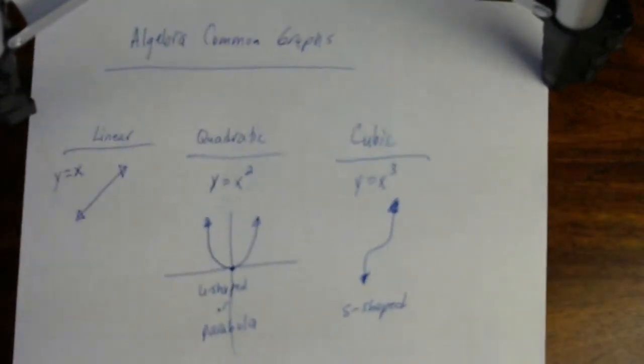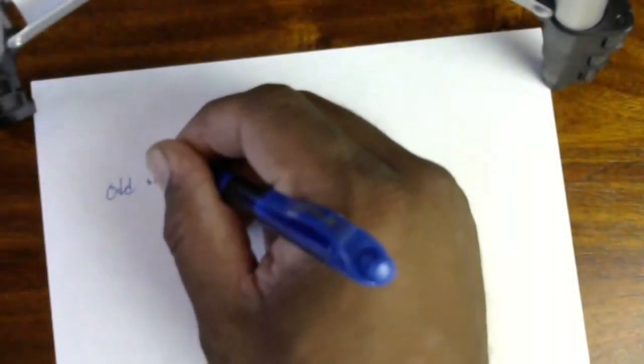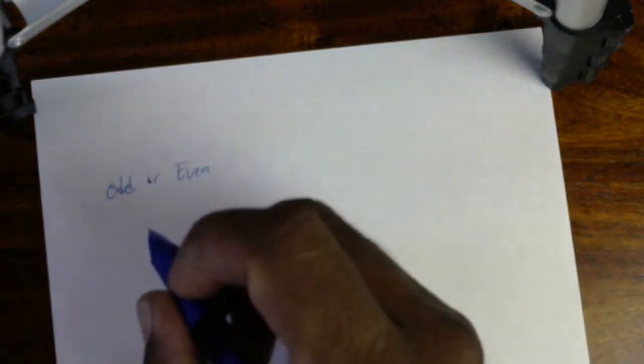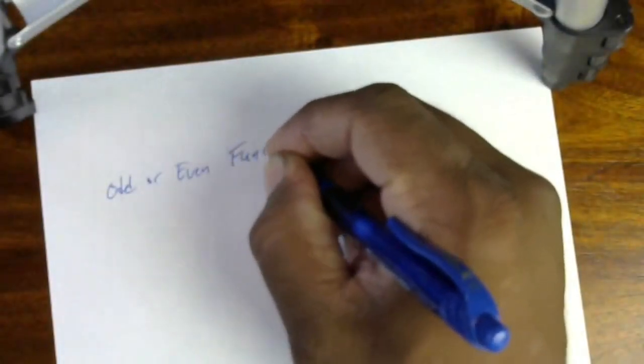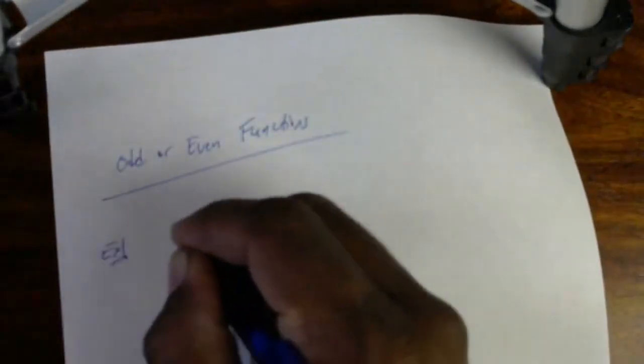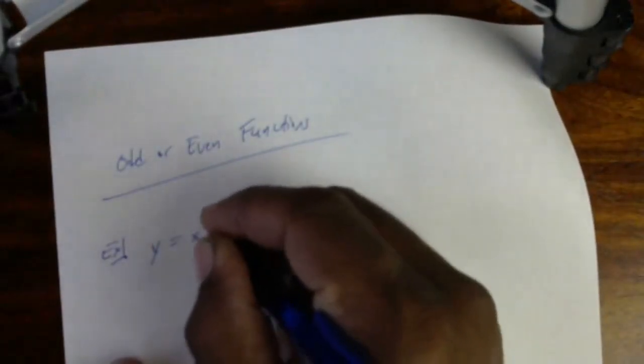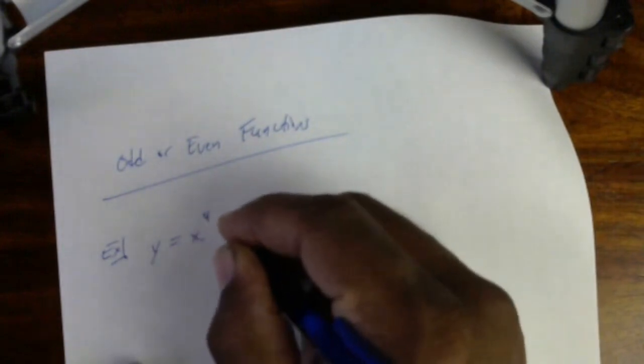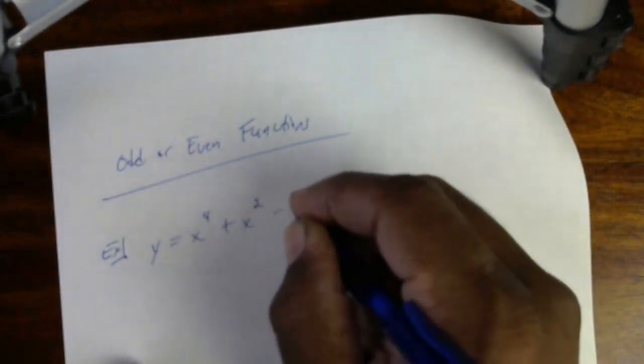So now let's take a look at some further examples, just using that. If it's all even powers, it's even, or if it's all odd powers, it's odd. So here's an example, odd or even functions. y is equal to x to the fourth plus x squared minus 9.